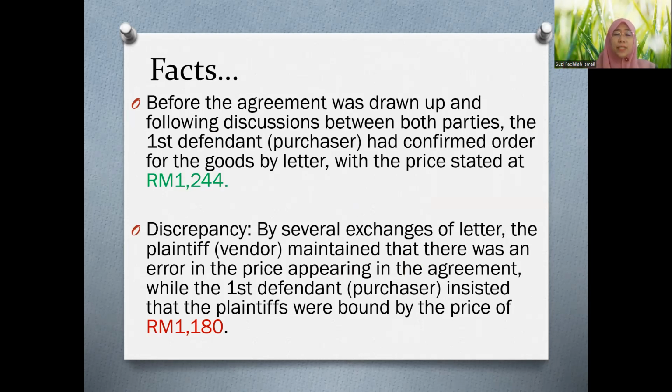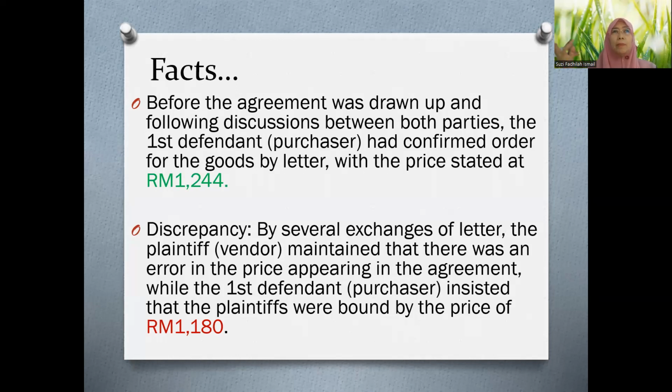And then they had several exchanges of letters, and the vendor, the one who is selling, maintained that there was an error in the price, because the seller wanted to sell at a higher price, whereas the buyer wanted to buy at a lower price. So the purchaser insisted that the plaintiff was bound by the price, meaning, you promised to sell to me at this price. Whereas the vendor said, no, actually the price is 1,244. So that's the dispute regarding the price here.